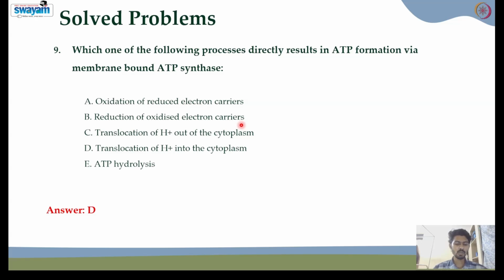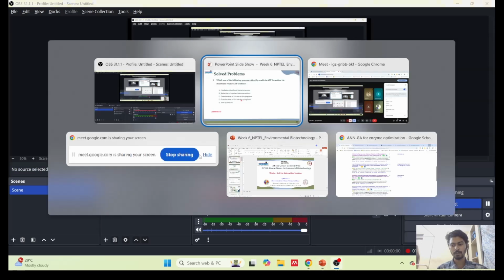And option C, translocation of H plus out of the cytoplasm. No, as we have already seen, it is H plus translocation into the cytoplasm. Then option E, ATP hydrolysis. The term itself suggests that the breaking down of ATP occurs, not the formation of ATP. ATP is broken down and releases energy, so it does not generate ATP. So the correct answer is option D, translocation of H plus into the cytoplasm.